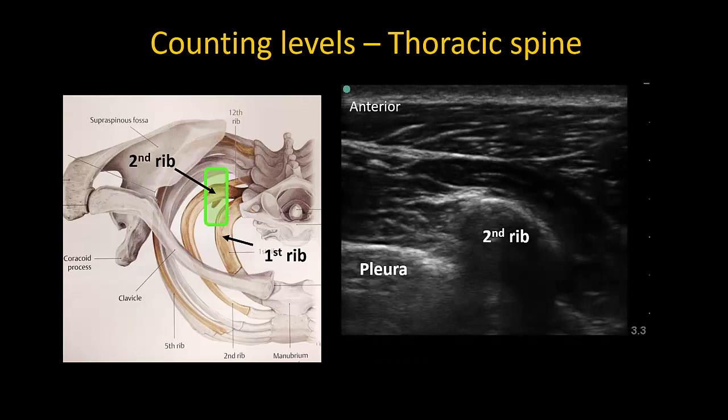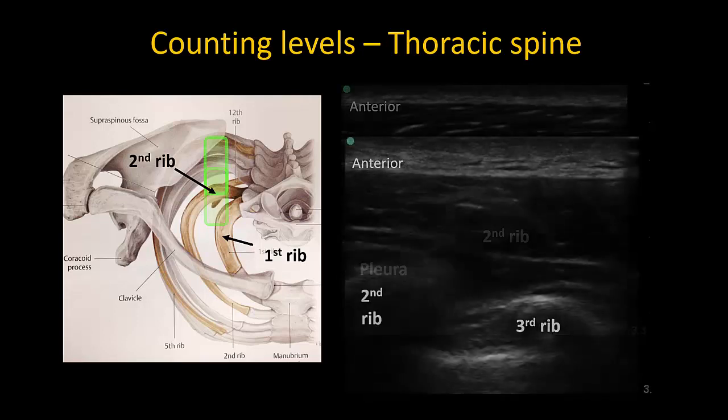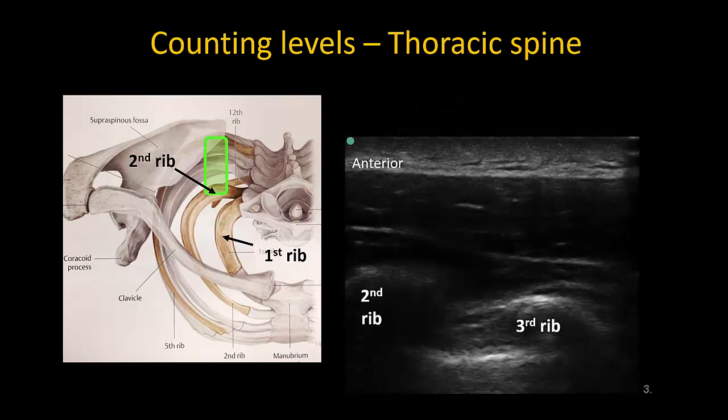The first rounded shadow that appears after the first rib is the second rib. It is not the posterior part of the first rib, as you can appreciate from the graphic. From here on, it is just a question of counting from the second to the third to the fourth to the fifth rib, and so on and so forth.